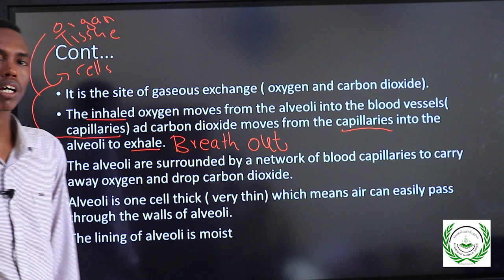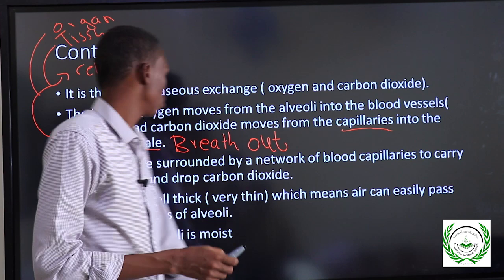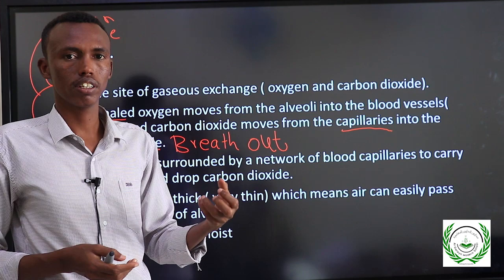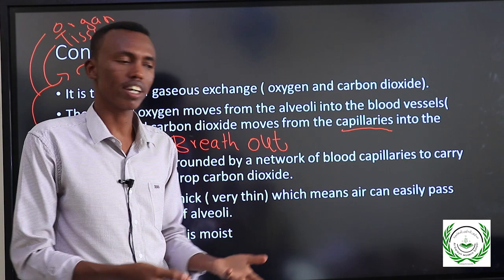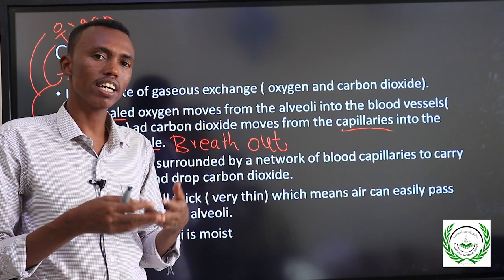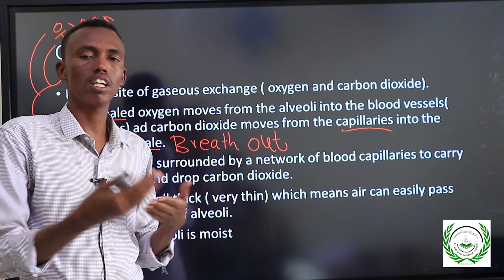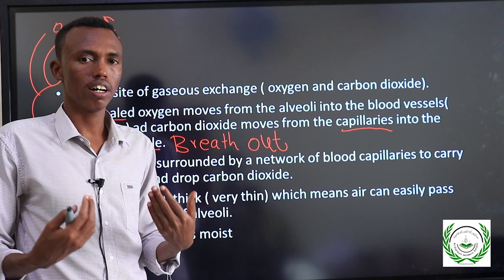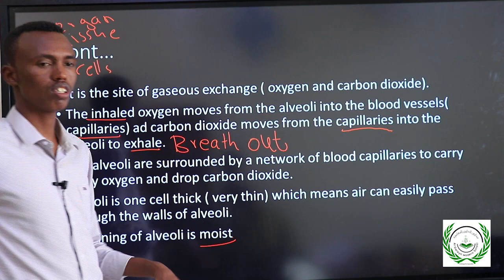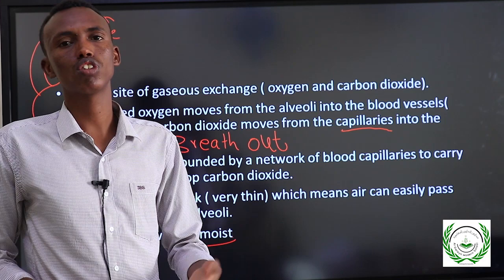The alveoli are surrounded by a network of blood capillaries to carry away oxygen and drop carbon dioxide. So the capillaries that surround the alveoli carry away the oxygen from the alveoli into the bloodstream and drop carbon dioxide to exhale or to remove from the body. Alveoli is one cell thick, meaning it has a very thin layer. So the thinness of the alveolar walls allows oxygen to easily pass through the walls into the bloodstream, and carbon dioxide can easily come into the alveoli. The lining of the alveoli is moist, meaning it has moisture. So this moisture allows the oxygen to diffuse easily into the bloodstream where carbon dioxide can go out.